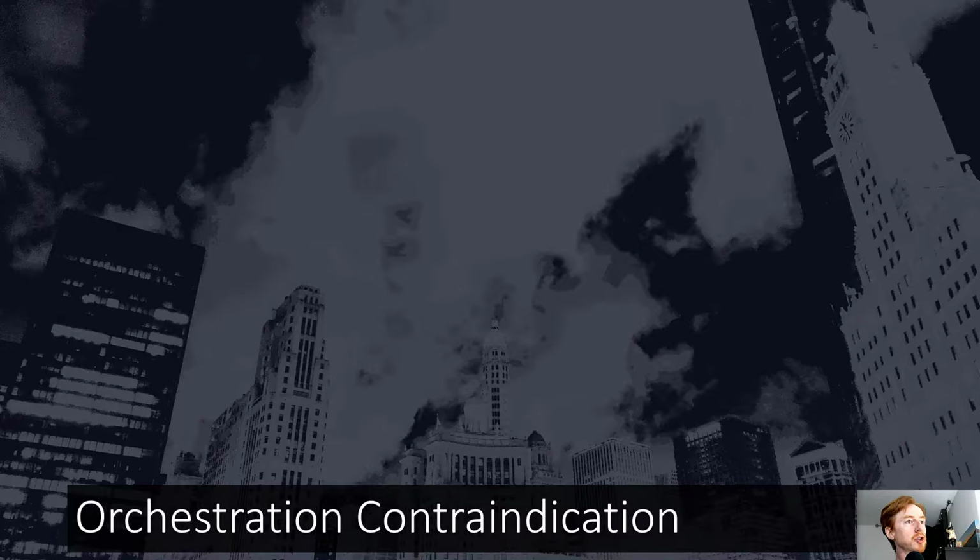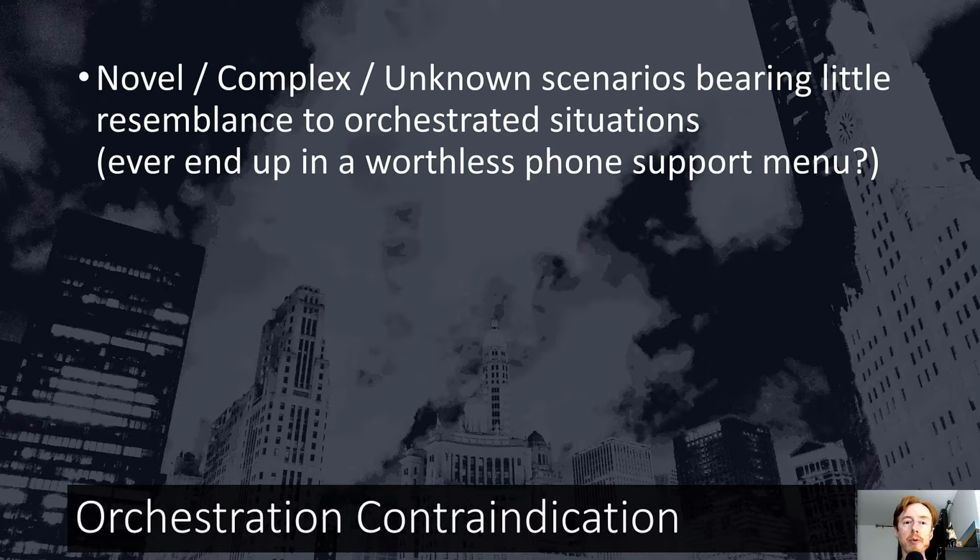So orchestration contraindication comes into play when we're dealing with novel or uncertain circumstances. Trying to tell a computer system how to orchestrate across a large set of computers when we don't actually understand what the right parameters of performance are is not a good time to try to do that orchestration and have the system just go and do the work for us.